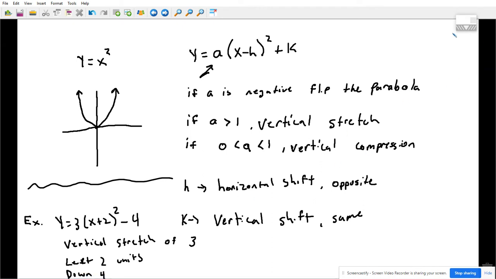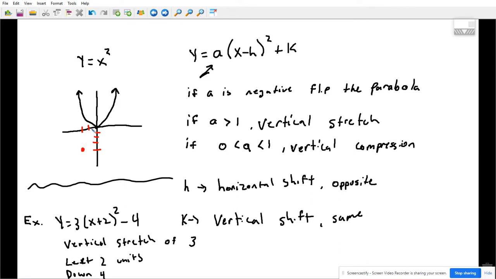So again, if I were to graph this next to my parent function, the vertex of the parent function is 0, 0. The vertex of this graph would be left 2 and down 4. How did I get the vertex of left 2 down 4? Again, from my H and my K. My H is plus 2, which tells me to go left 2. My K is -4, which tells me to go down 4.